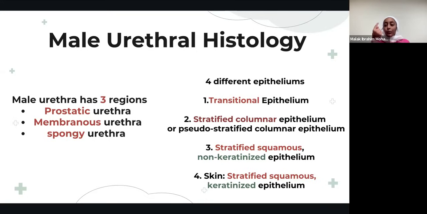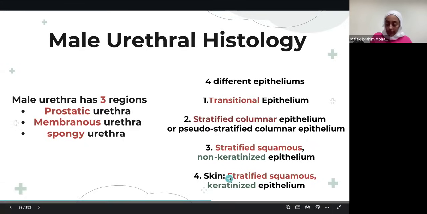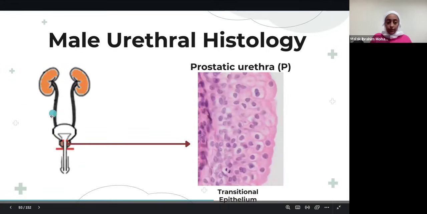However, it's not one epithelium in all of them. And unfortunately, there are many different types of epithelium in this one structure. It can either be transitional, stratified columnar, stratified squamous that's non-keratinized, and then stratified squamous that's keratinized. I'll tell you exactly where each epithelium is. Follow along in this, okay?